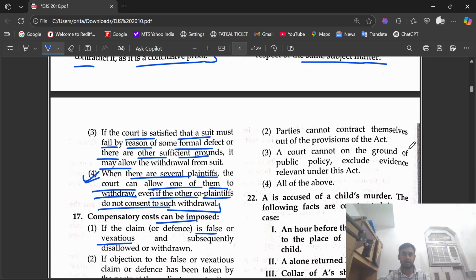Option second, parties cannot contract themselves out of the provisions of the act. Third, a court cannot, on the ground of public policy, exclude evidence relevant under this act. Option 4, that is all of the above. Here the right option is option 4, that is all of the above. Let me read second and third option one more time. Parties cannot contract themselves out of the provision of the act. A court cannot, on the ground of public policy, exclude evidence relevant under this act. So all of the above.